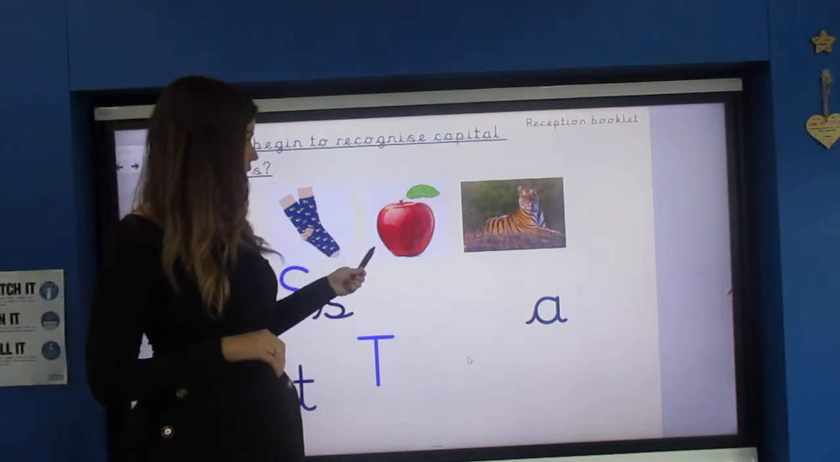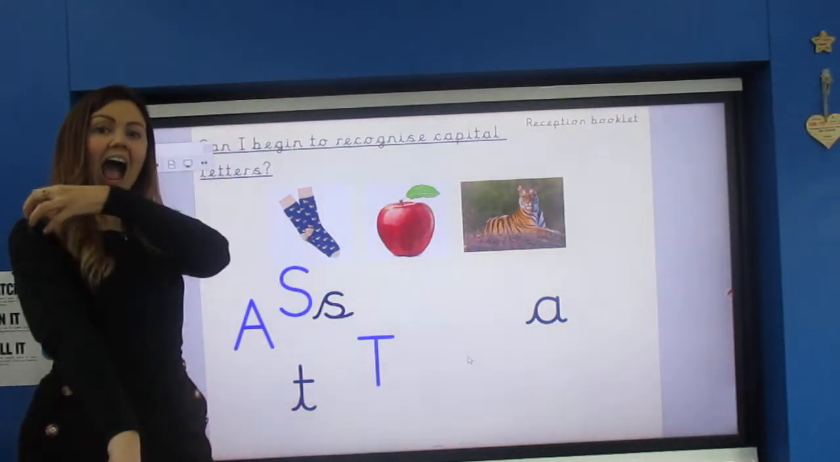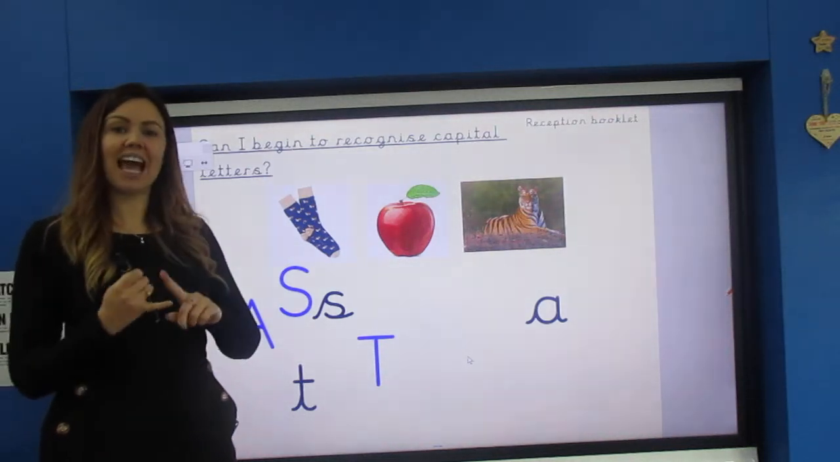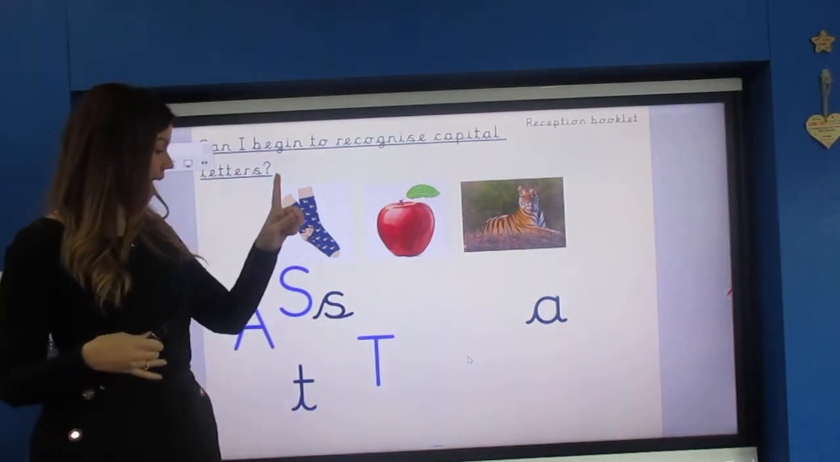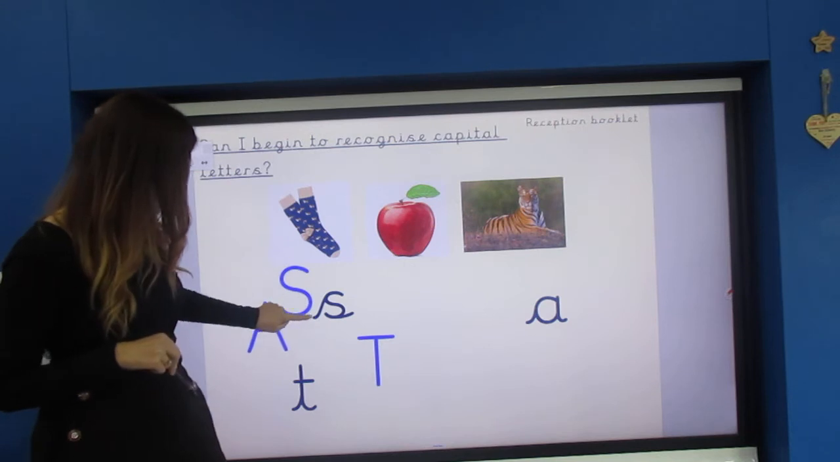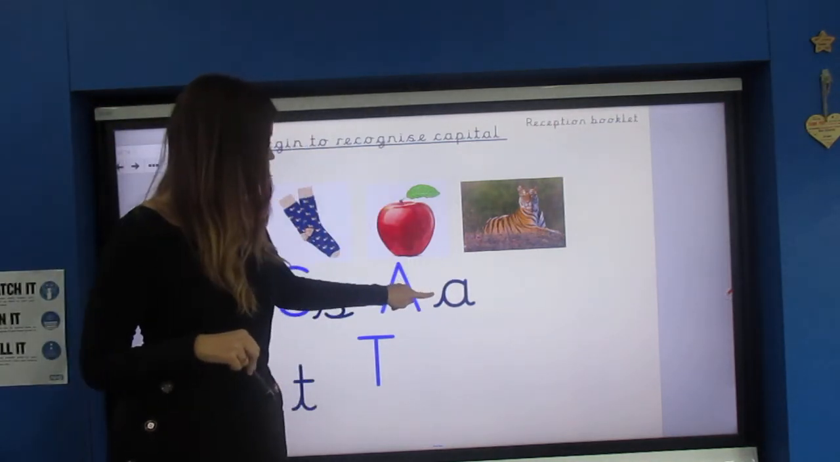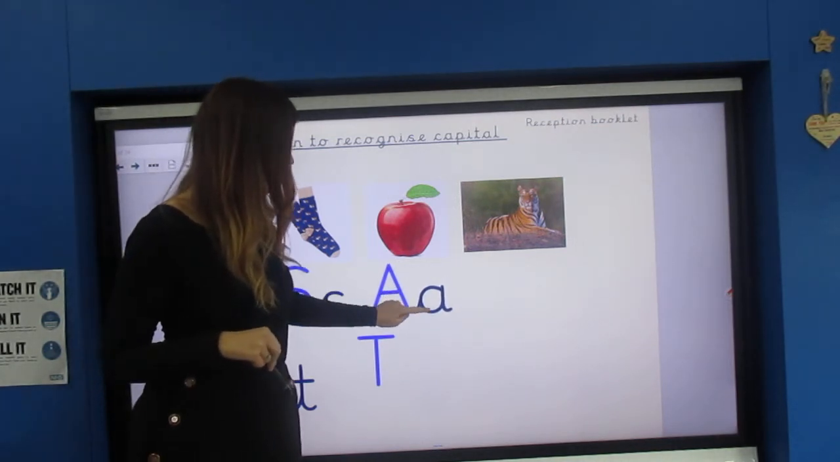What's this one? It's a picture of an apple. So I need the capital A and the lowercase a. Where are the letters? The A letters. Here it is. Here's my capital A and my lowercase a. And it makes the sound A.